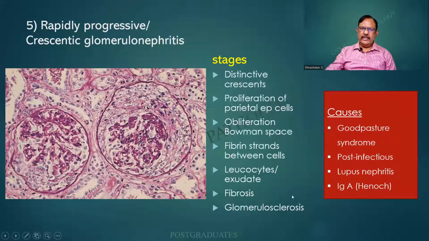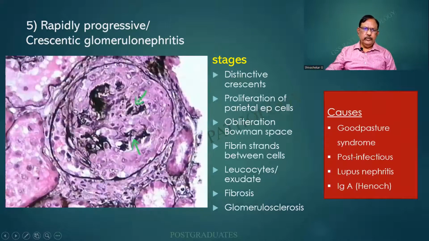So these are the various stages of it. Distinct crescents, proliferation of the epithelial cells, obliteration of the Bowman space, fibrin strands, leukocytic exudate can also be seen over here, and glomerulosclerosis finally. So this again is a silver stain. Silver stain is always used to demarcate either the capsule or the basement membrane or both.